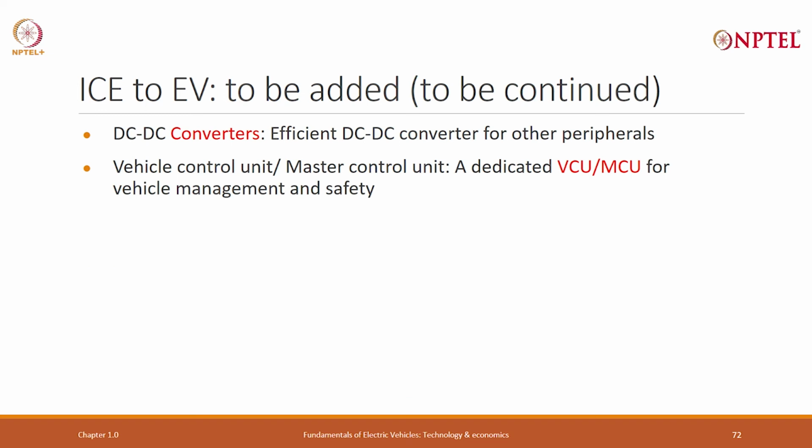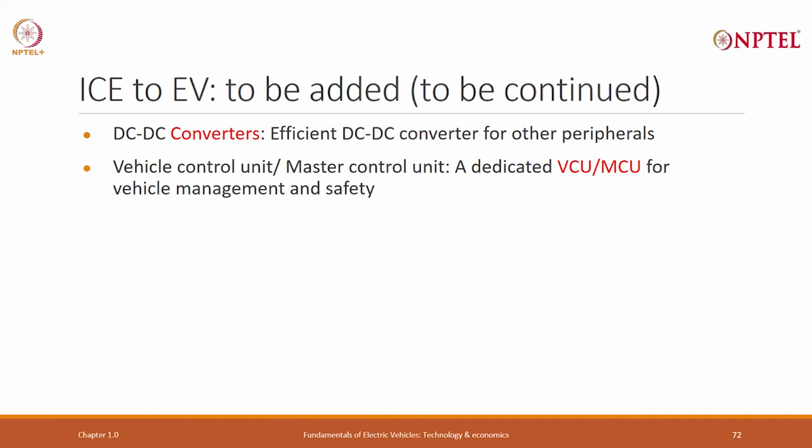You will need number of DC-DC converters. Battery will be a certain fixed voltage. Could be a 48 volt for small vehicles, 350 volts for medium size, 650 volts for large size vehicles. We will go through that. But you will need smaller 12 volts, 5 volts, other devices will be that kind of voltage. So, you will need DC-DC converters for peripherals.